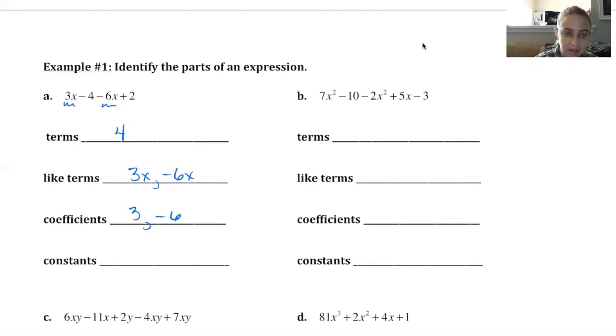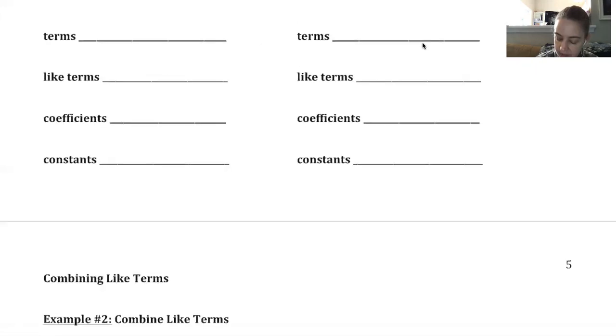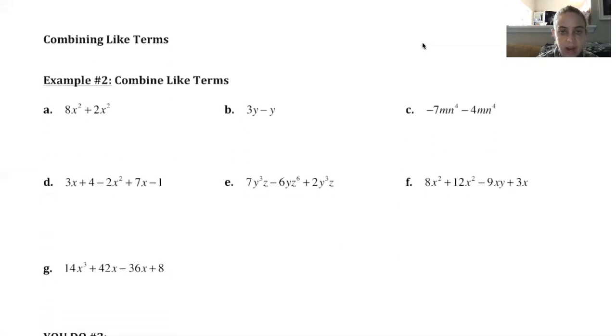And the constants are the numbers that don't have a variable, -4 and 2. We have a whole page of those, but I don't really want you to fill those out. Those get a little boring. Here's what I need you to do. This is the important part. I need us to be able to combine like terms. We need to be able to add and subtract and multiply when appropriate.